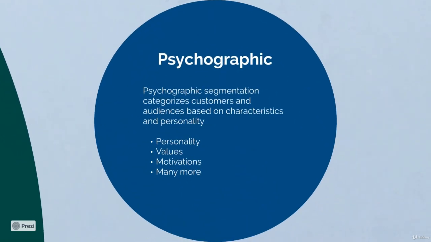Psychographic segmentation is a process that categorizes customers and audiences based on their characteristics and personality traits. Some examples of psychographic segmentation include personality traits, values, attitudes, priorities, motivations, and many more.